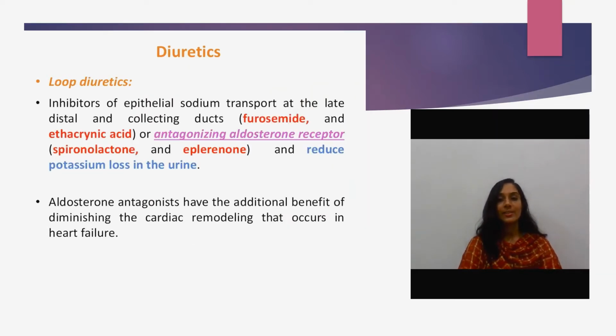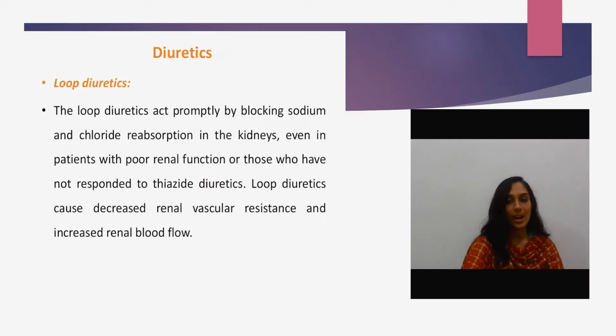Then the next is loop diuretics. They are inhibitors of epithelial sodium transport at the late distal and collecting ducts, for example furosemide and ethacrynic acid. Or you can say they antagonize the aldosterone receptor, for example spironolactone, eplerenone, and reduce potassium loss in the urine. These aldosterone antagonists have the additional benefit of diminishing the cardiac remodeling that occurs in heart failure.